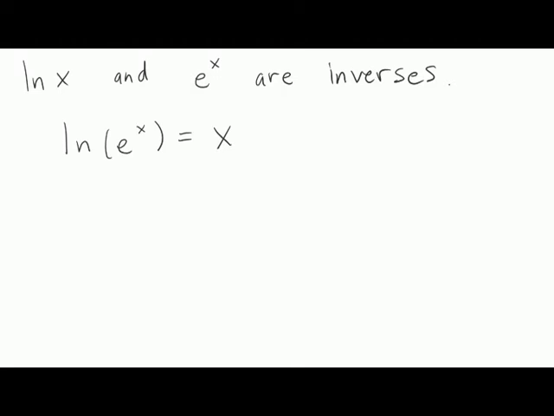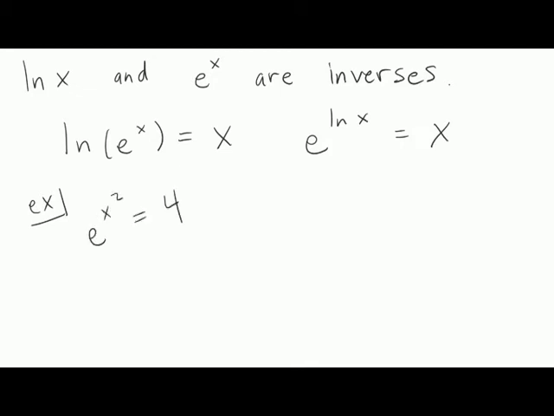Really, it is more appropriate to say that natural log of x and e to the x are inverses of each other. And let's remember what this means. If we take the natural log of e to the x, we just get back x. And also, if we take e to the power of natural log of x, we again just get back x. Let's look at some examples of how we can use these inverse properties to solve equations.